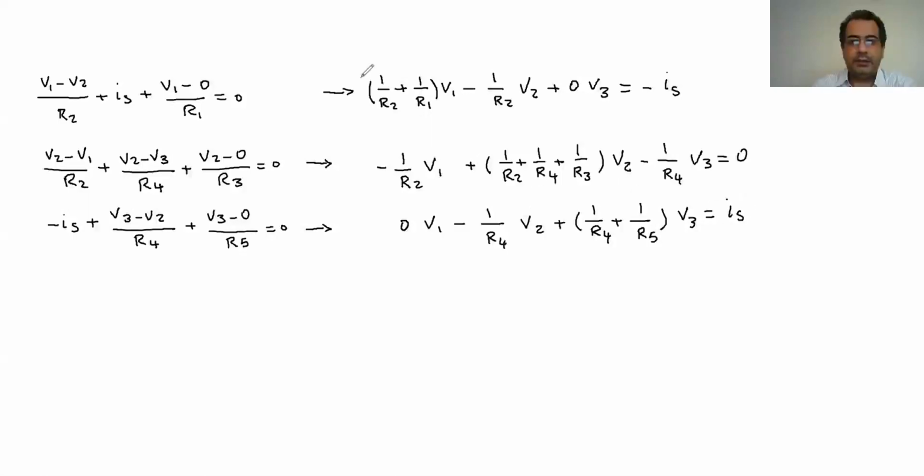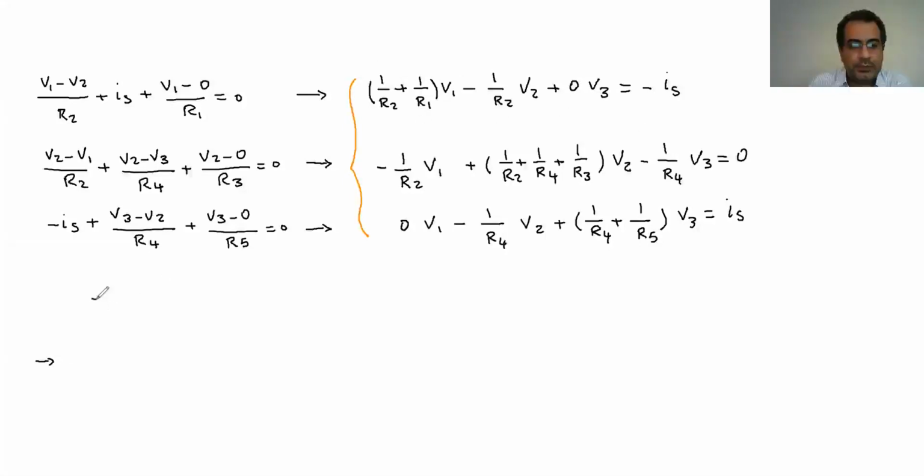Now I have three equations here. You can look at them. So I have three equations and three unknowns. So I have the system of equations. V1, V2, and V3 are unknown, and R1, R2, R3, R4, and R5 are known. The IS is known. So three equations, three unknowns, and I can solve them. So the next thing I can do is put them in the matrix format which the calculator wanted.